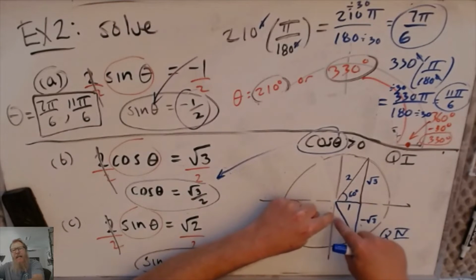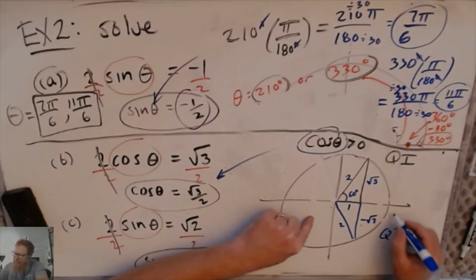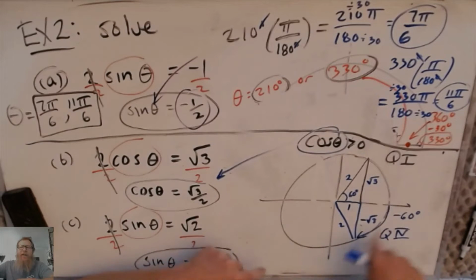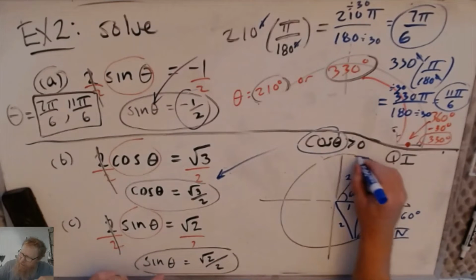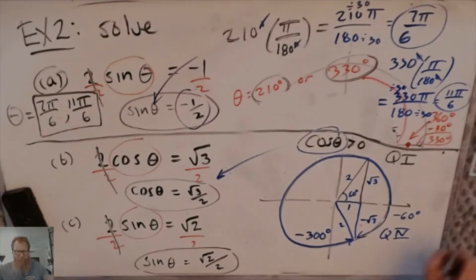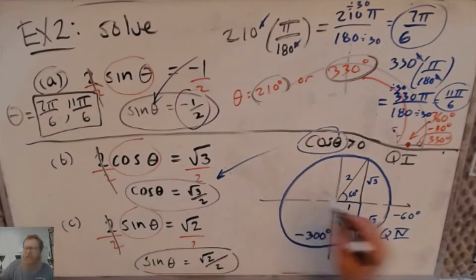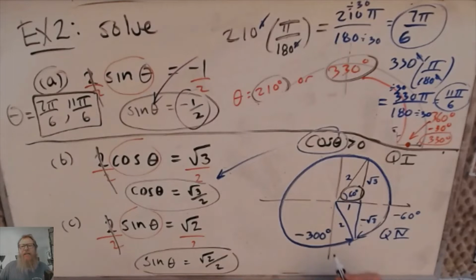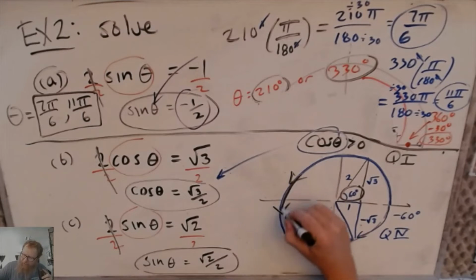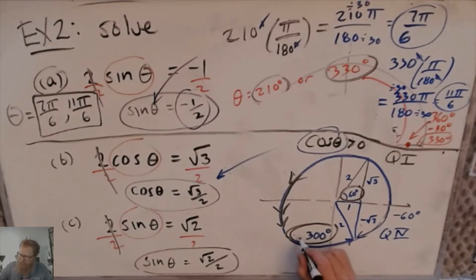Now you could say negative 60 degrees, but that's not going counterclockwise. If you go counterclockwise, you have to go all the way around the horn. That's negative 300 degrees. So for your solutions, you need to turn positive 60 degrees and positive 300 degrees, because we're going around counterclockwise. So we have positive 300 degrees and positive 60 degrees.